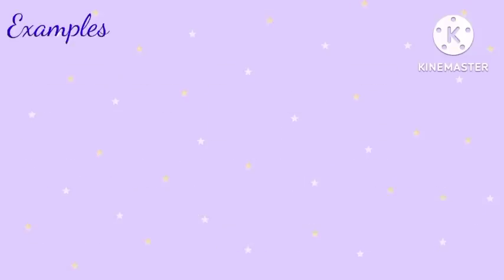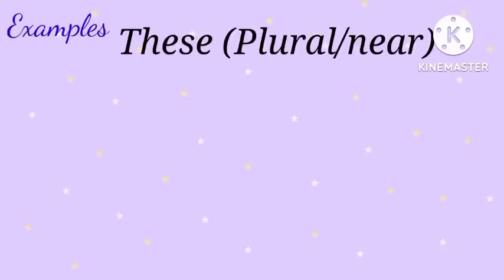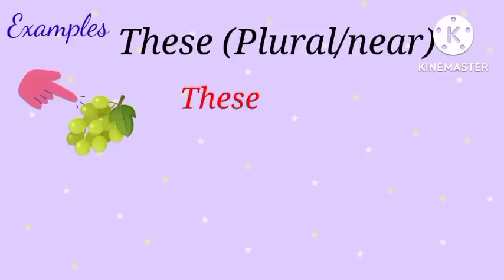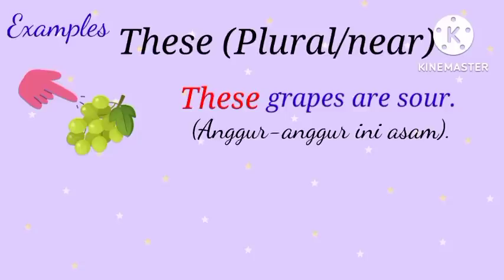Okay, juga digunakan untuk countable noun, benda yang bisa dihitung. Example, this for near. This untuk benda yang banyak, yang lebih dari satu, dan untuk yang jaraknya dekat. Okay, look at the finger. Show to grips. Dekat dengan jarinya, right? So, we use this. Because plural, these grips are sour. Dia sudah lebih dari satu.